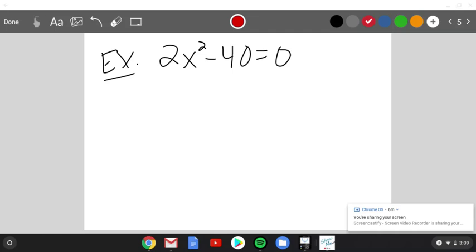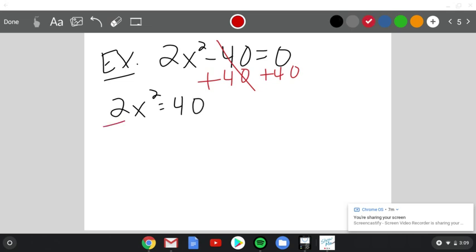Come on, thing. It's not wanting to function. There we go. Two x squared equals 40. And then divide both sides by 2.